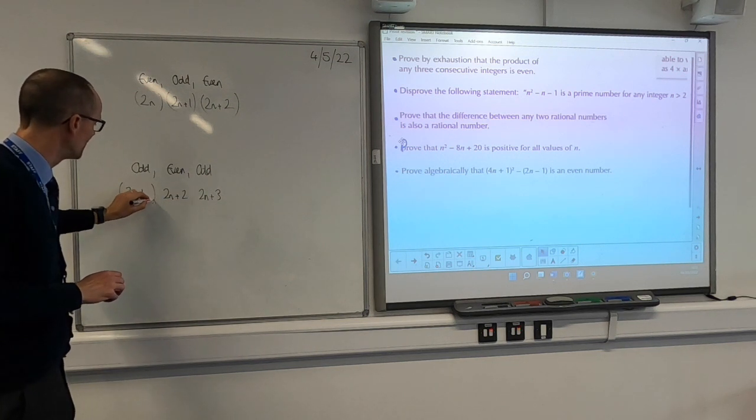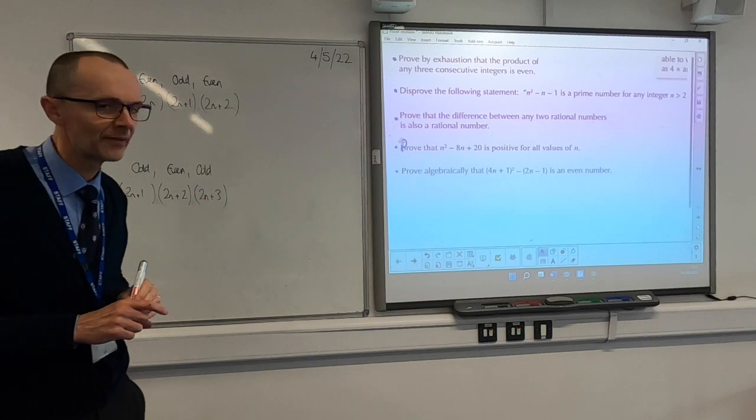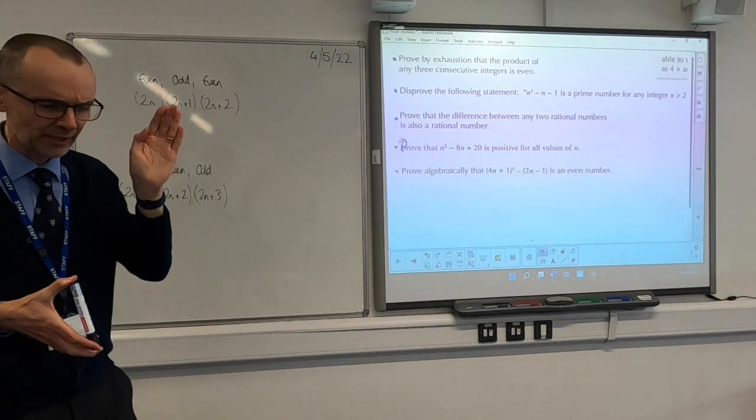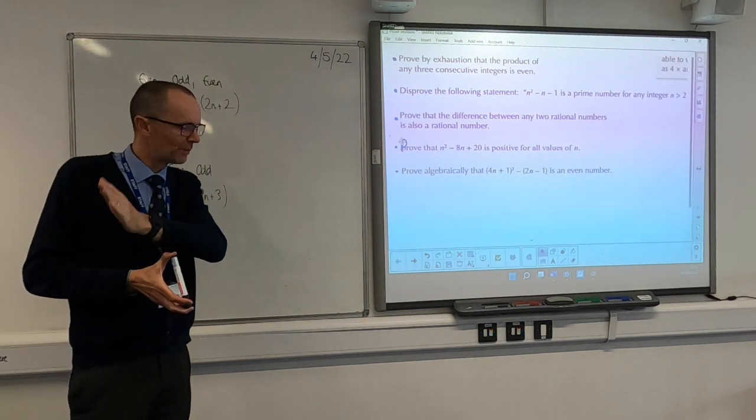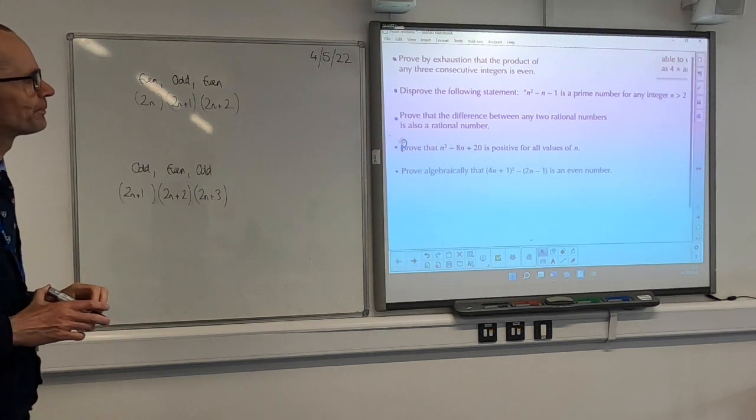Proof by exhaustion means try all the different scenarios, which nearly always means odd or even, although I have seen one where it was a multiple of 3, 1 bigger than a multiple of 3, or 2 bigger than a multiple of 3.